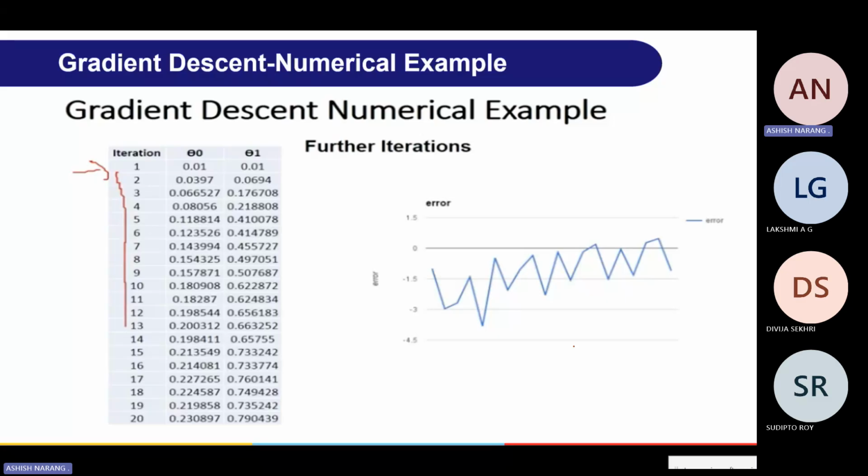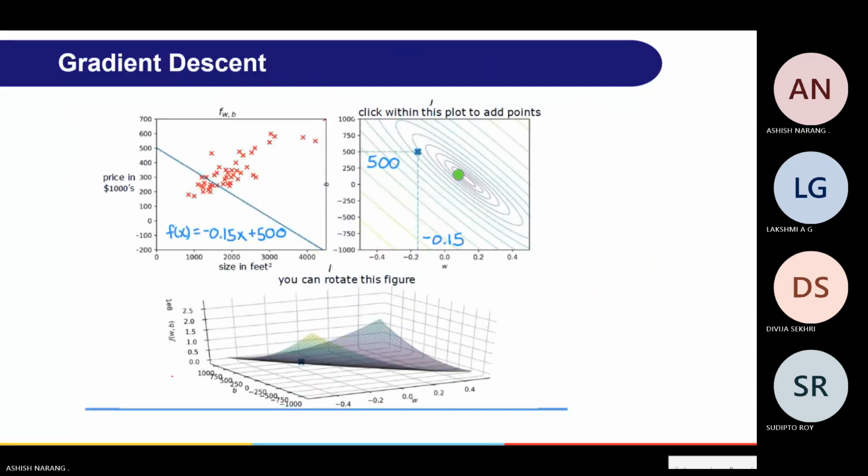Now you look at it, this is what theta 0 and theta 1 are initially: 0.01, 0.01. In iteration 2, they are updated. Iteration 3, they are updated. And you see there is an update going on up to 20 iterations. So you'll have to see how my thetas are getting updated. That is the gradient descent approach.